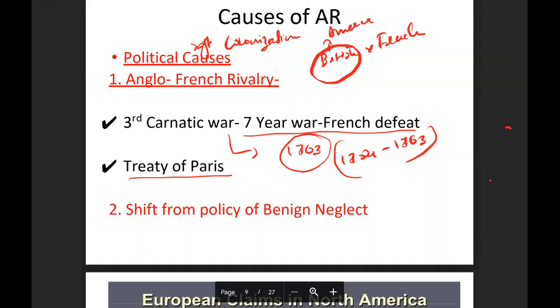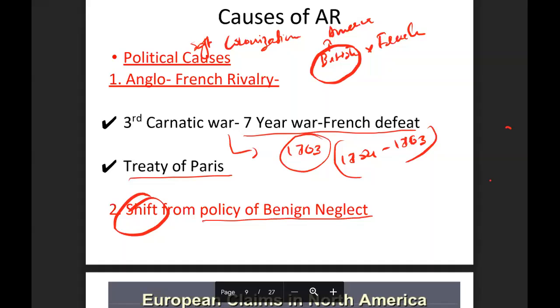That is the first one: Anglo-French rivalry, or the third Carnatic War, was one of the reasons for the political cause of the American Revolution. Then the second one is the shift from the policy of benign neglect. What do we mean by benign neglect? That means they were not exploiting at all, not giving importance. The shift from that happened. After the French left, they started looking more into America, imposing taxes, exploiting people, getting resources, and trying to impose a monopoly of tea trade through the East India Company. All these things they were trying. Because of that, a shift of policy happened, and the life of people became very miserable in America.